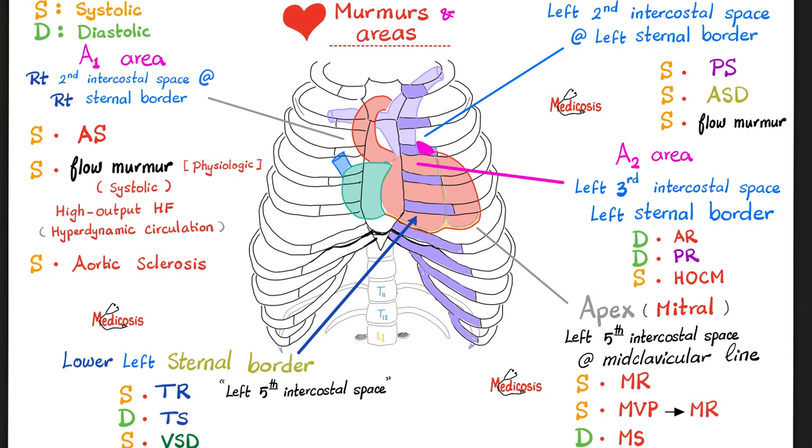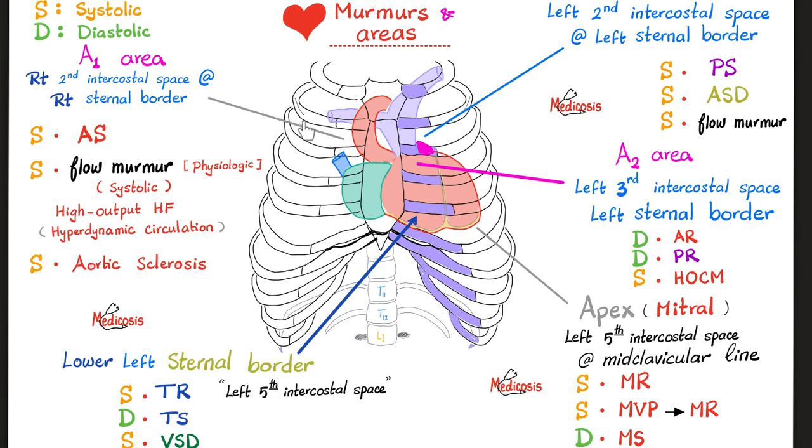Next, where do we hear the murmurs? First, you need to know the areas of auscultation of the heart. There is A1, or the first aortic area. There is A2, or the second aortic area. There is P2, or the pulmonic area. Then we have the tricuspid area and the mitral area. So it is APTM: aortic, pulmonic, tricuspid, mitral.